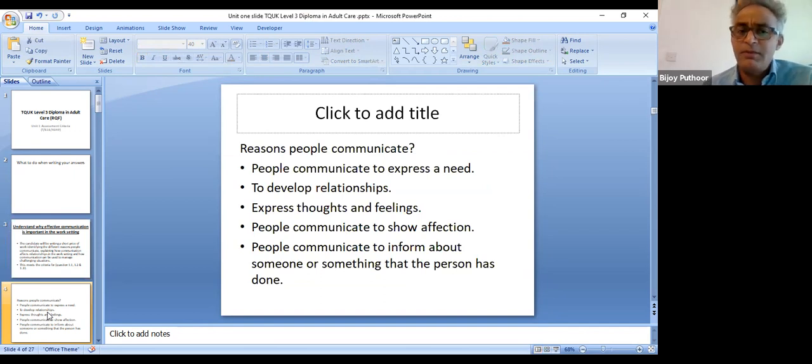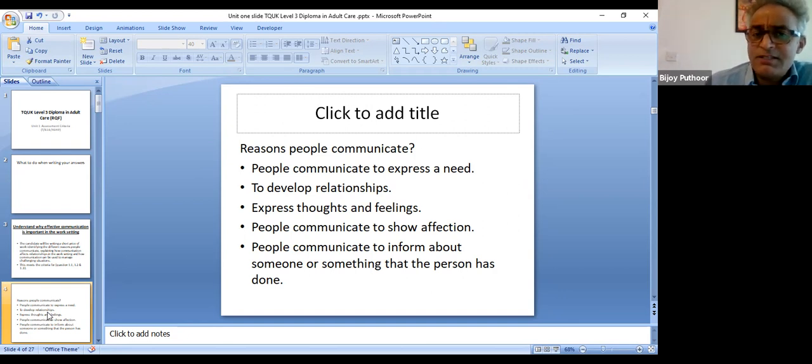Reasons for people to communicate: to express their needs. In health and social care, you work in a care home or a nursing home or in a supported living environment, and there will be residents and service users who are going to say things to you, such as: I want to have a cup of tea, or a cup of coffee, I want to change my pads, I need some personal care, I need a bath or a shower, I need to use the toilet, or I want to speak to my son, daughter, mom, dad, whoever that is. So people communicate to express their needs.